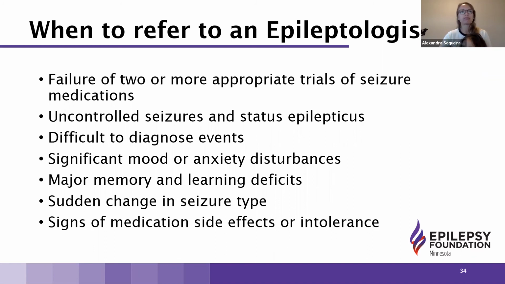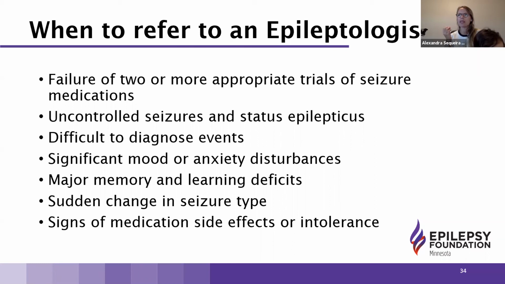And so some of the reasons to refer to an epileptologist would be failure of 2 or more appropriate trials of seizure medication. So again, when that happens, the epilepsy is deemed to be refractory. Also for uncontrolled seizures, when you just can't quite get a handle on them, and status epilepticus, so when you're really having severe, long, potentially life-threatening seizures. Difficult to diagnose events, so maybe it's just not typical for epilepsy and you're not quite sure. One example of this would potentially be frontal lobe epilepsy.